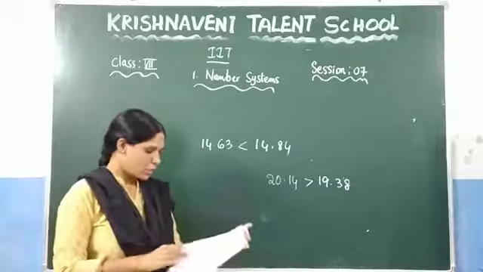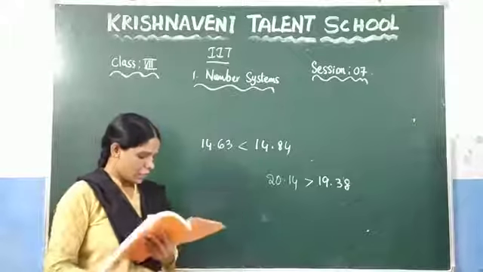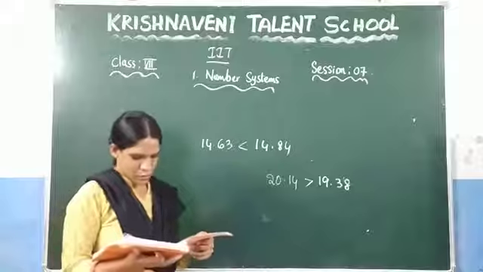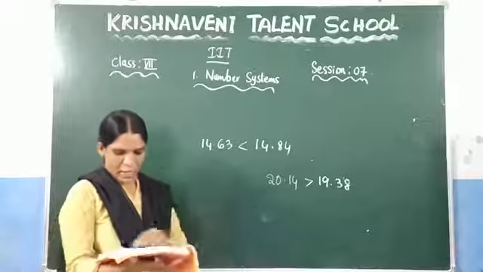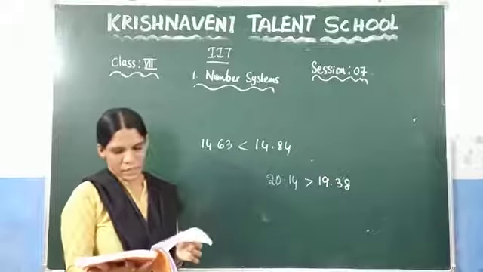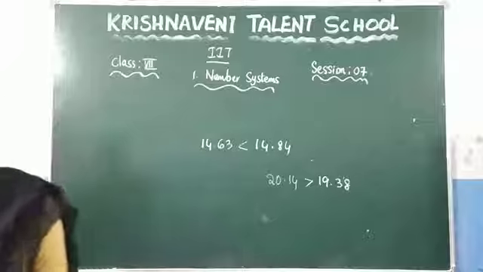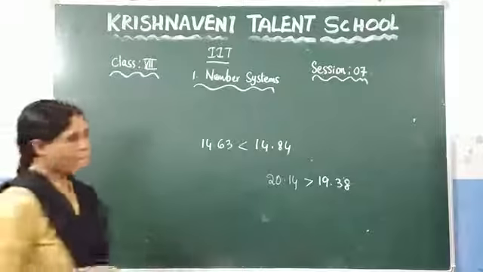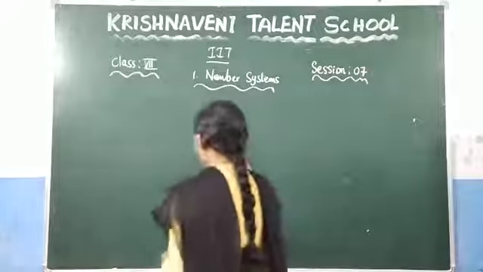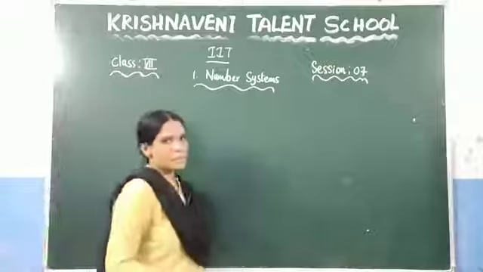Now see the next page here, page number 10. They have given the addition of decimals. How do you add two decimal numbers? How do you multiply two decimal numbers? And how to divide two decimal numbers? These things they have given here. Now see here, how to add two decimal numbers.